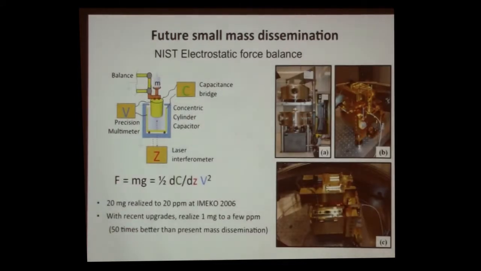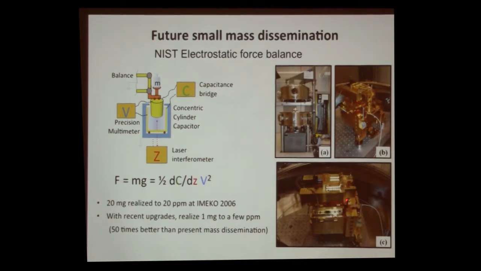With the new SI, we can make small masses through small force measurements, taking advantage of electromagnetics. In this case, it's electrostatics. We have a capacitor, a cylindrical capacitor, that we measure the capacitance gradient. When we move it up and down, it's hooked to a very precise balance. We can put a small mass on here. And then when we apply a voltage, we would get a force that balances the mass, mass times gravity. We've realized 20 milligrams. This is the NIST electrostatic force balance.